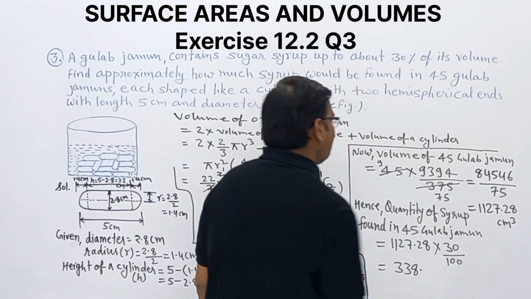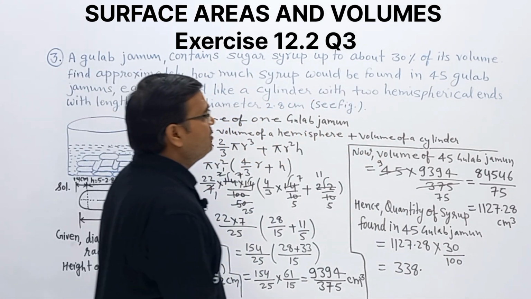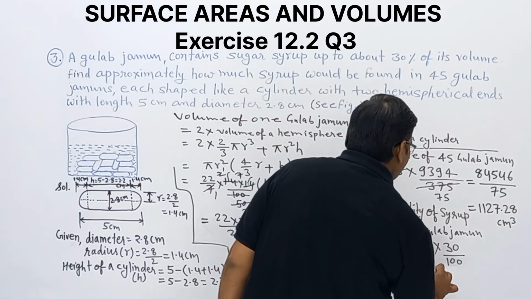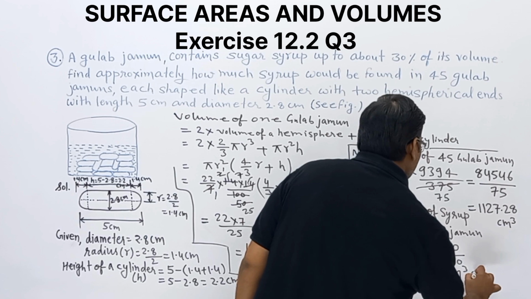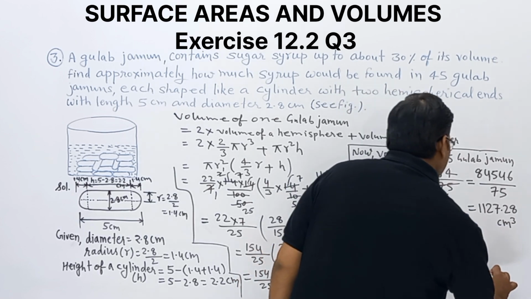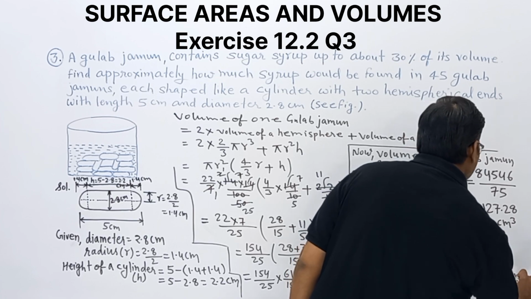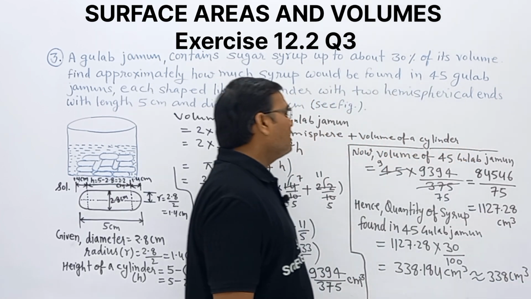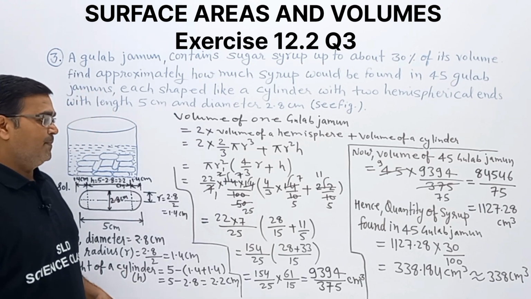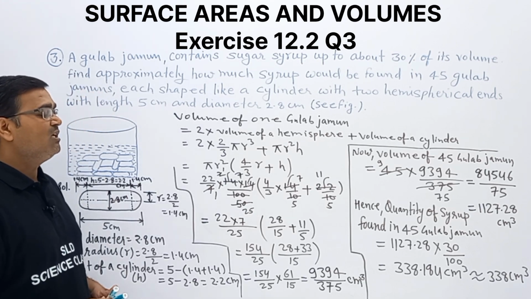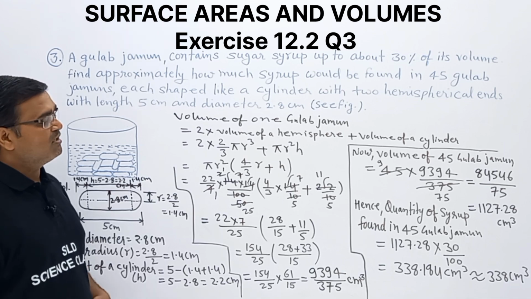Multiplied and solved, then we are getting 338.184 centimeter cube. So approximately, it is what? 338 centimeter cube will be what? Quantity of syrup found in 45 gulab jamun. This is what? Quantity 338 centimeter cube. This is the required answer.